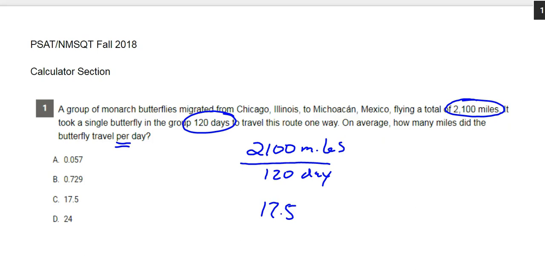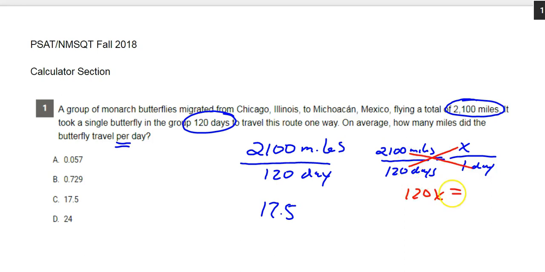Another method is to set up a proportion. And it's basically the same process, but you have 2,100 miles in 120 days, and then that would be equivalent to how many miles in one day. And then you could set up an equation by cross multiplying 120x times 2,100 and basically divide both sides by 120. And you'll notice it's the same exact thing that we did over here. We just set it up a little more formally with a proportion.